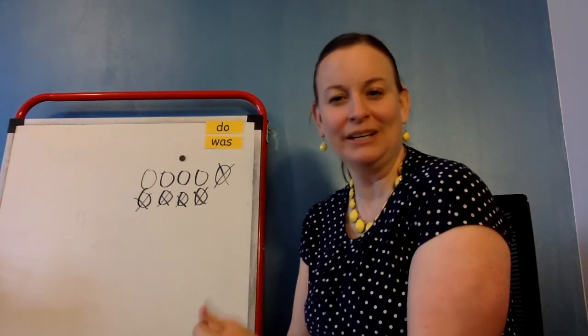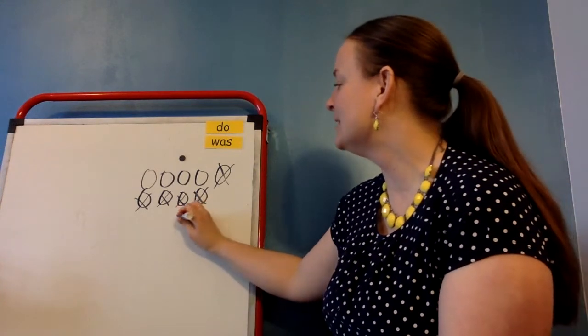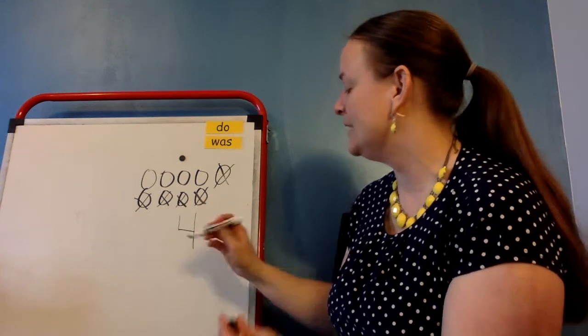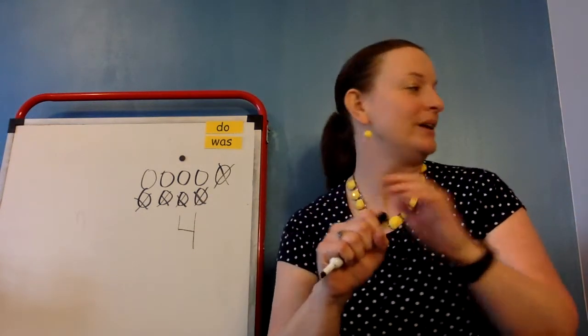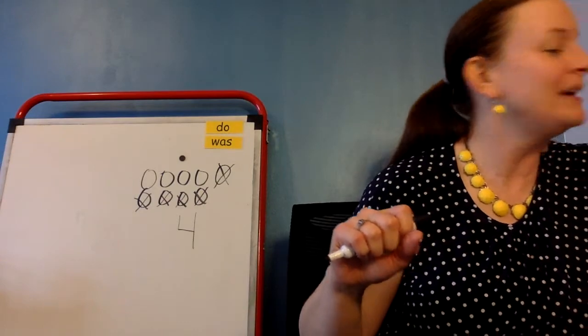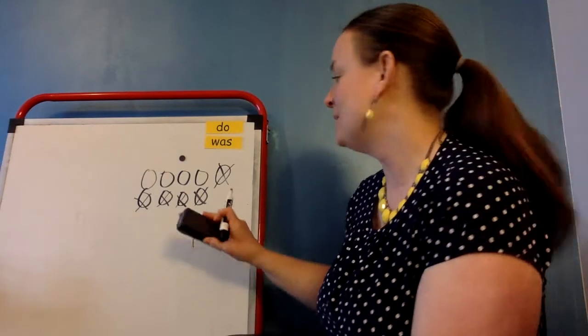I hope you wrote a 4. Now remember, when you write the 4, you go down across. Straight down is the correct way to write your 4. All right, let's erase that and do our other problem.